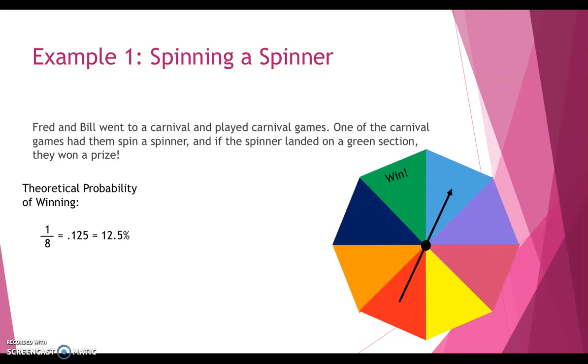The theoretical probability of winning was 1 out of 8, which is equal to 0.125. And to make that a percent, we multiply by 100 and we get 12.5%. They had a 12.5% chance of winning this game. The experimental probability of winning was 1 out of 10, which is equal to 0.1 when you divide the numerator by the denominator. You multiply that by 100 and you get 10%. The experimental probability told us that they had a 10% chance of winning.